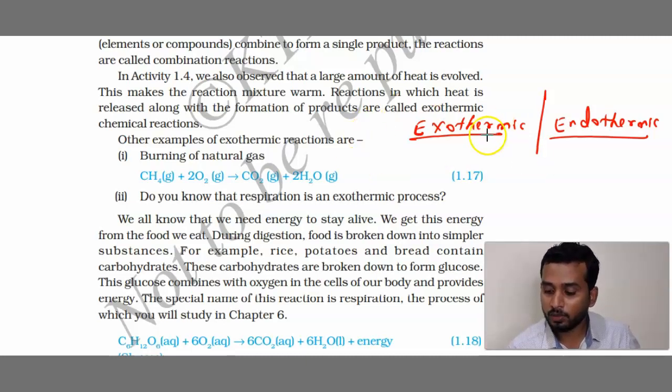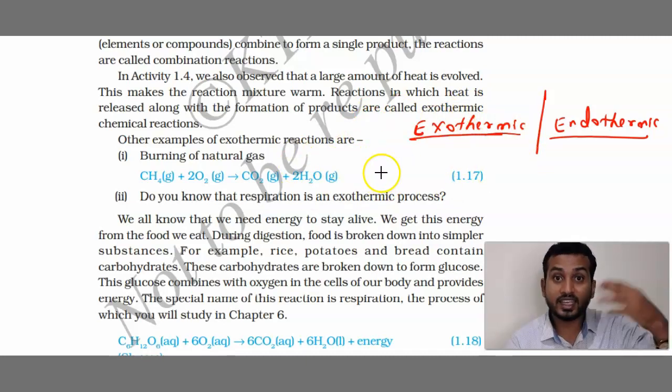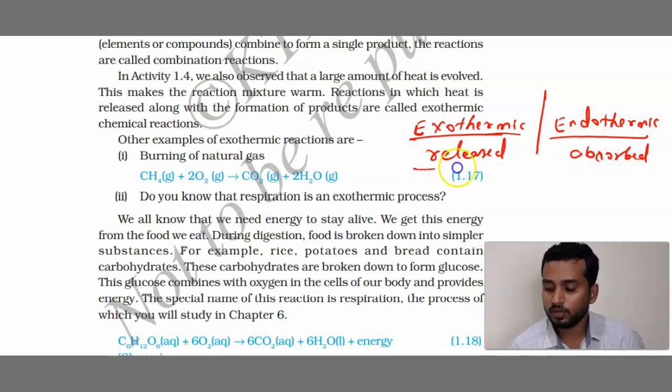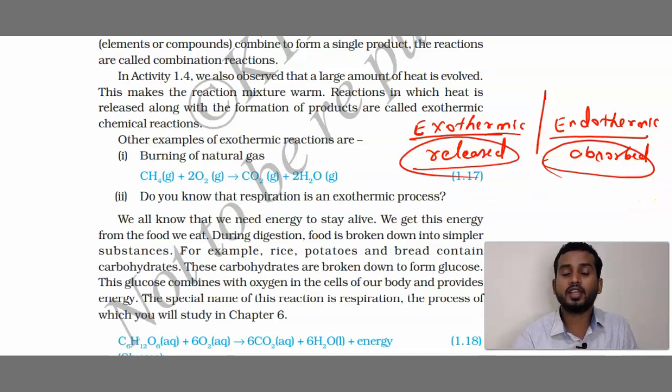Understood? So in an exothermic reaction, what happens? Heat is released. Exit. Remember this logic. Exothermic means heat is released. And here heat is absorbed. What is an exothermic reaction? In a reaction, if the heat is released, such a reaction is known as exothermic reaction. If the heat is absorbed, then it is known as endothermic reaction.